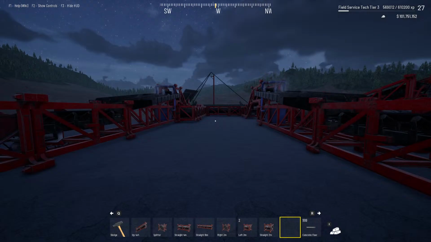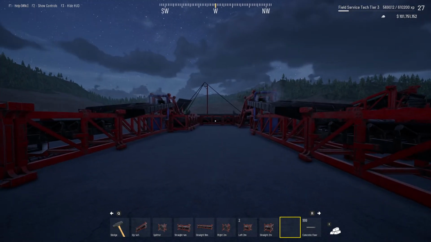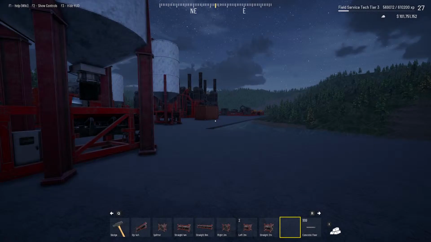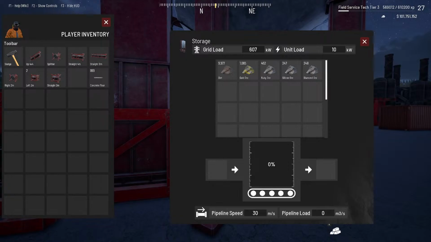Headphones are dying. Plug those in. Alright. Now done. Cool. So we're looking at right side: 988, 1100, 266, 505, 246. Left side: 77, 1065, 462, 247, 248.